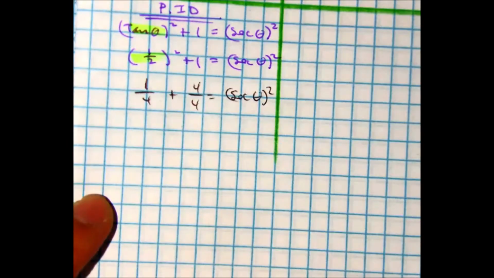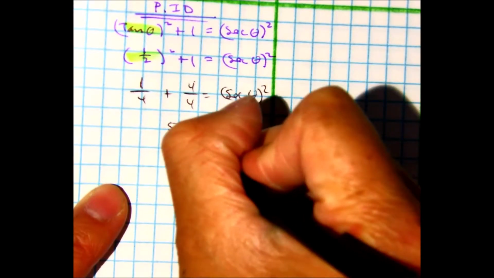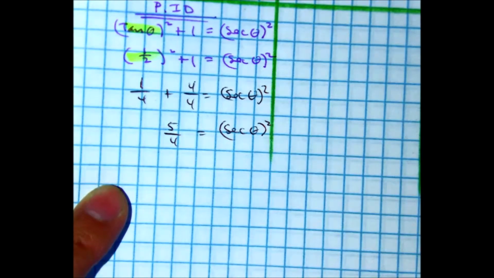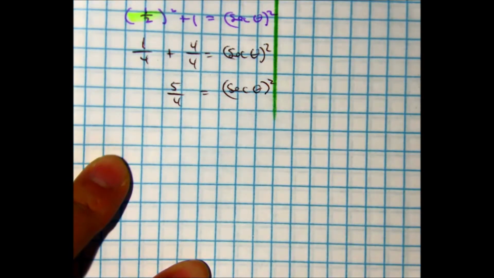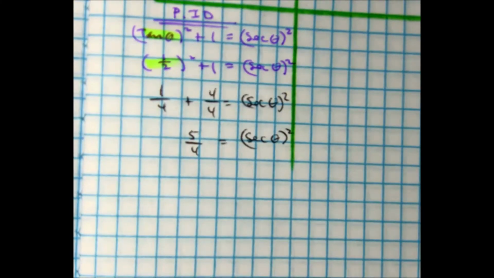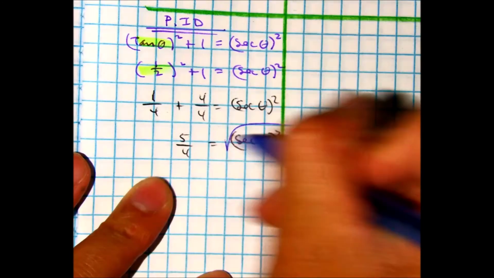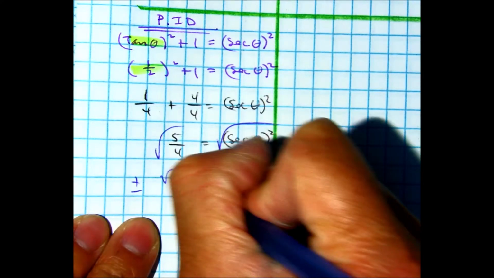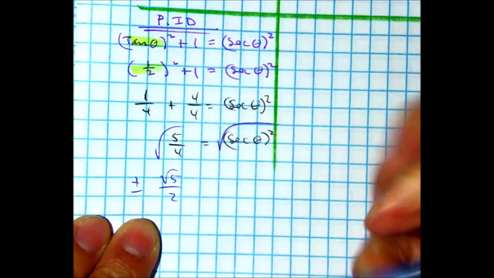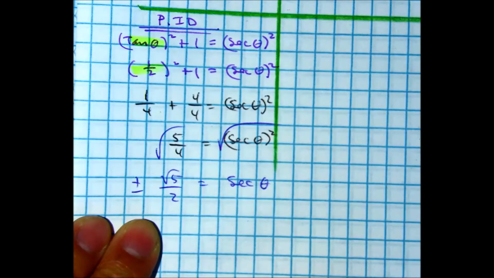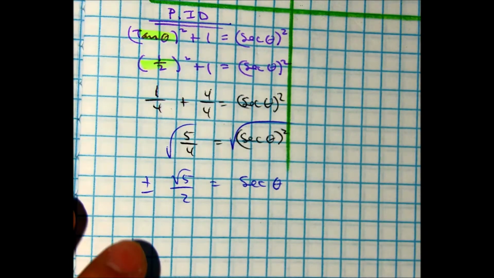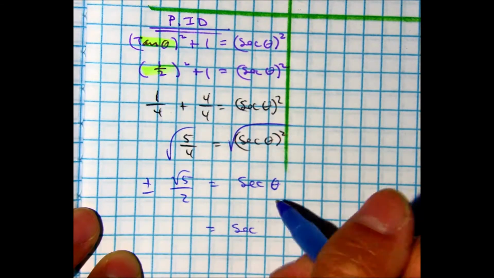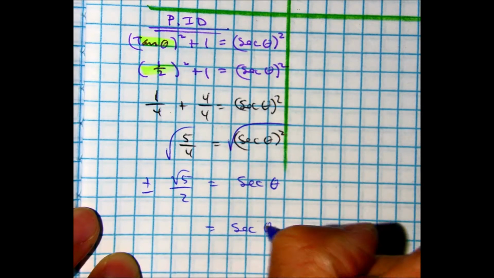So if I add those together, I get 5 over 4 equals secant of theta squared. To get rid of the power 2, I'm going to take the square root. So that's going to be plus or minus radical 5 over 2. Right? Square root of 5 and then square root of 4. And in quadrant 3, secant is? Secant is? Negative.